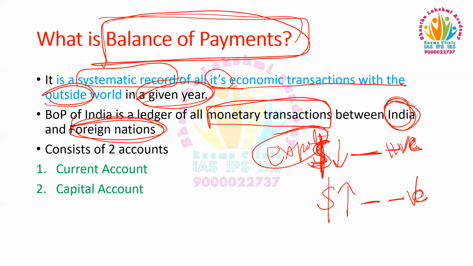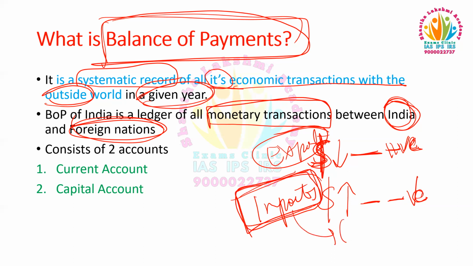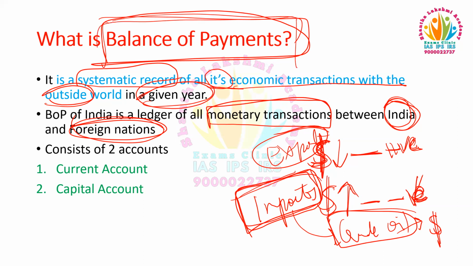And when the dollar flows out of India, in the balance sheet it is marked as negative. How does the dollar flow out of India? That is through imports. We are importing certain goods, that means we are buying certain goods, let's say crude oil only. If we need to buy crude oil, we need to give those nations dollars, right? So that's how the dollar flows out of India. When the dollar flows out of India, it is marked as negative in this balance of payments.